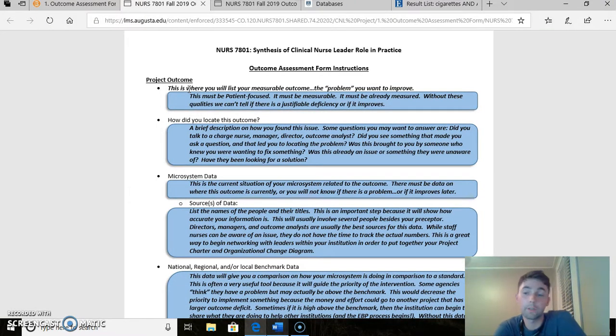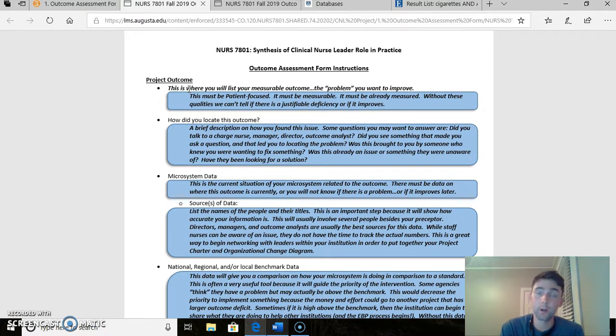If that doesn't work, go to your preceptor. What does your preceptor see as an issue? What do you see in the clinical environment that's an issue? See lots of people with pressure ulcers? That's something to look into. Maybe that's a problem. Once you do that, you need to explain how you found it, which we just went over, and then you need to find some data.